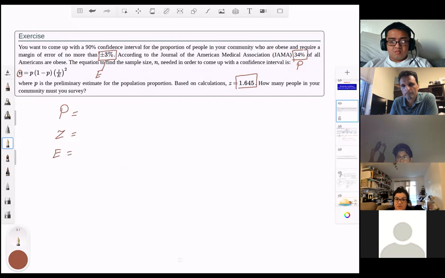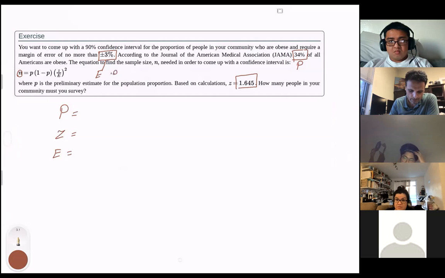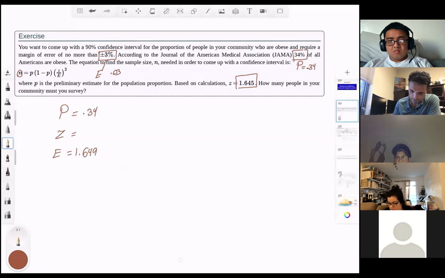So do we convert the percentages to decimals in order to? Sure. Yeah, very good. So plus minus 3% will be 0.03. 34% will be 0.34. So P will be 0.34, Z is 1.645.